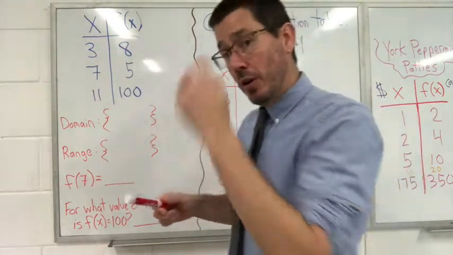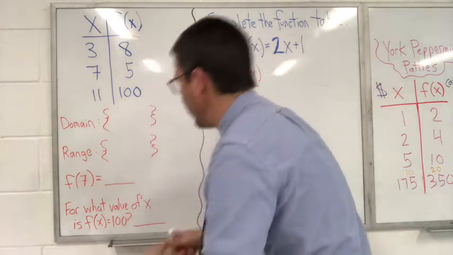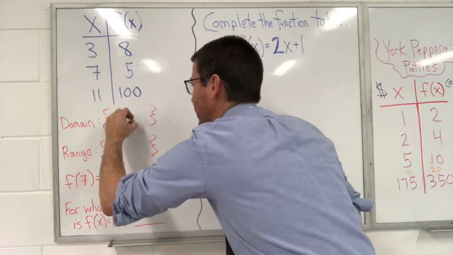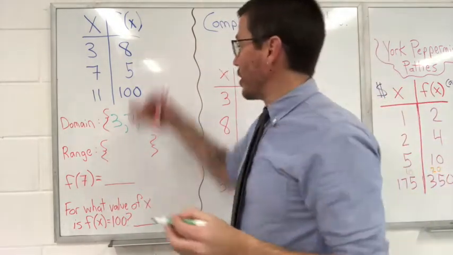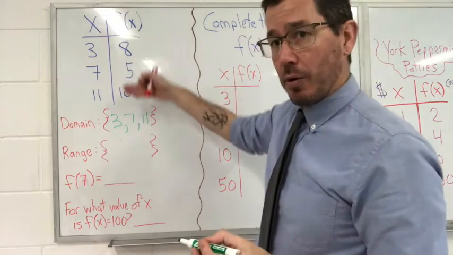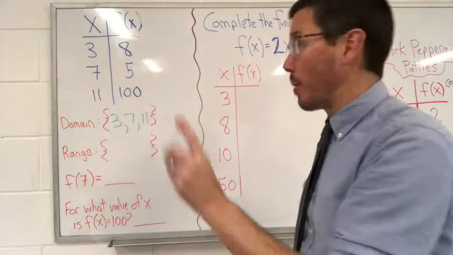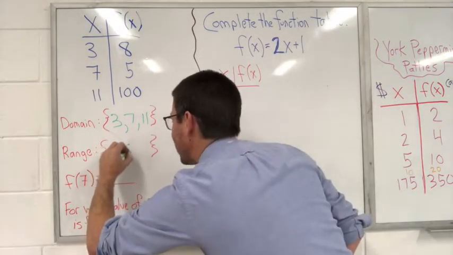First thing we're gonna do when we get our chart is we're gonna list the domain. Remember, those are the numbers of the X input column. We put commas between them, 3, 7, and 11. And then we're gonna list the range. The range is the numbers in the output column, or what would be called the Y column if we were on a coordinate plane. Remember, they gotta be in order. So I'm not gonna write 8, 5, 100. I'm gonna write 5, 8, 100.